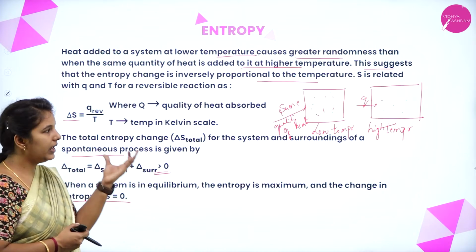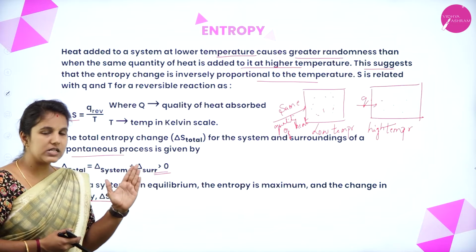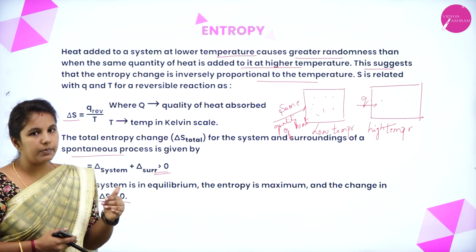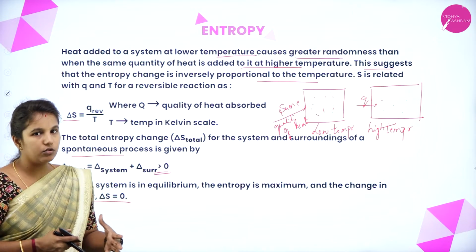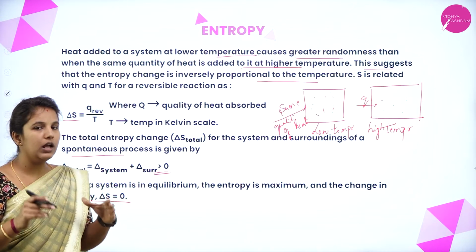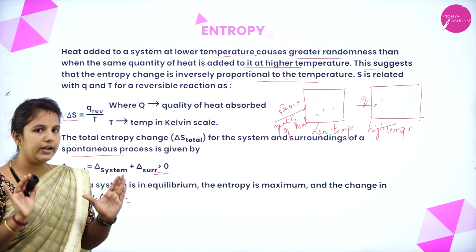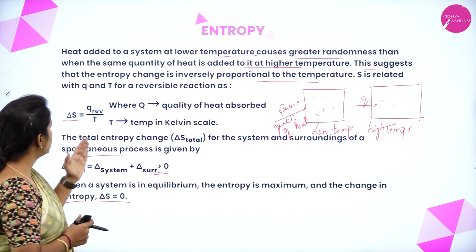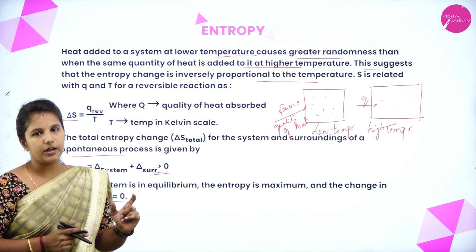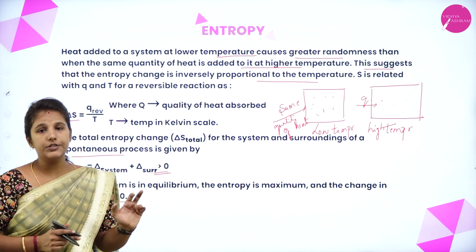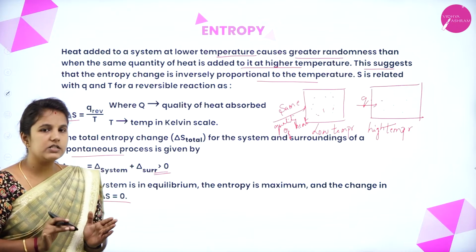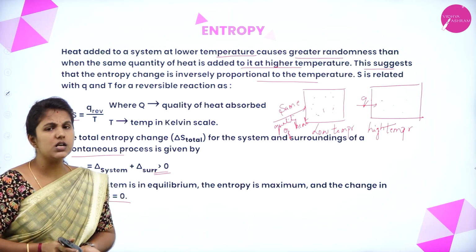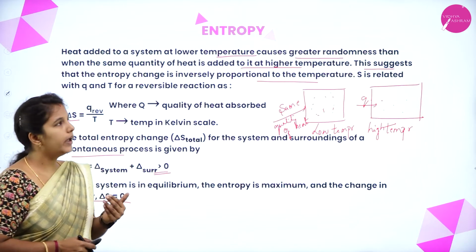I'll explain it once again. Here I have considered two systems, where one system is maintained at a lower temperature, whereas the other system is maintained at a high temperature. To both systems I am supplying the same quantity of heat. When you supply the heat, the degree of randomness will be more in the lower temperature system, and the degree of randomness is very less in the higher temperature system. This indicates that the change in entropy can be understood by the relationship delta S equals Q reversible divided by temperature. So the temperature is inversely proportional to the change in the entropy. If the system is at equilibrium, the change in the entropy will be equal to 0. This is how we can easily understand the concepts of entropy.